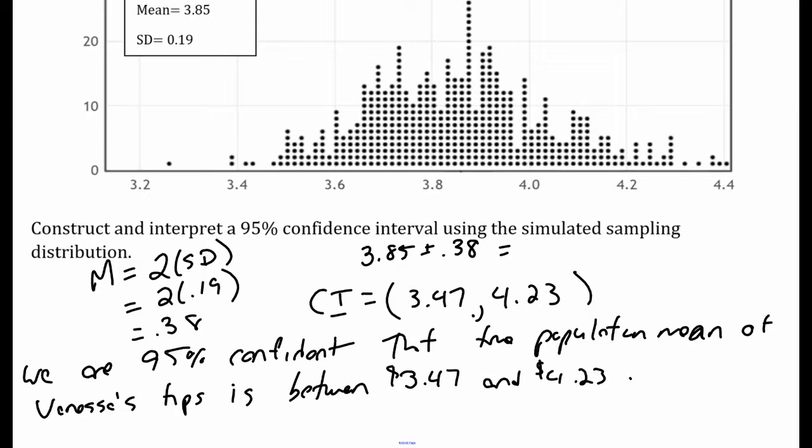So, big idea for confidence interval. To get our margin of error, we do 2 standard deviations, because that gives us that 95% confidence level, and we add it and subtract it from the mean of our sampling distribution.